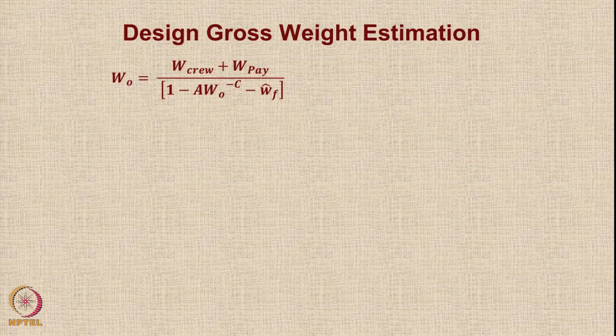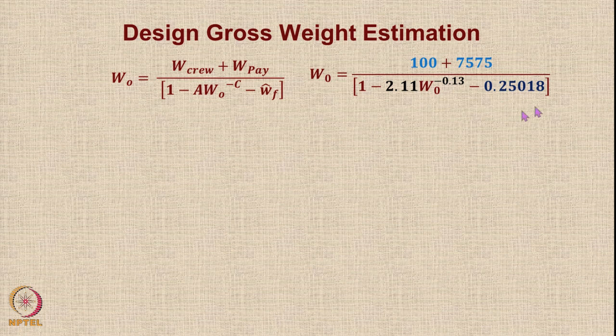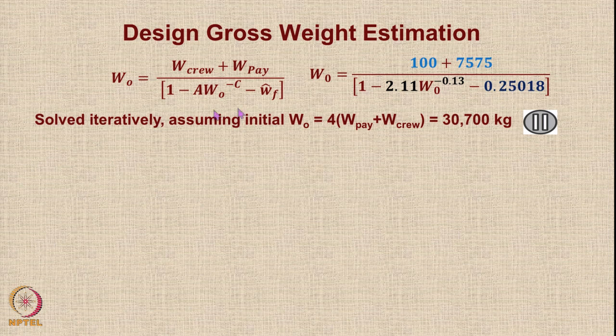Now, let us go to our basic master equation of design gross weight estimation, which is that W0 is equal to the crew weight plus payload, the fixed items, upon 1 minus A W0 power C, which is the empty weight fraction, minus the fuel weight fraction. Notice, because this expression has W0 on both LHS and RHS, it is going to be obtained in some iterative fashion. So, we plug in the values known to us. Crew is known to us as 100 kilograms, pilot plus G suit, etc. Payload is given as 7575, A is 2.11 and C is minus 0.13 for a fighter aircraft, and the fuel weight fraction we have just estimated. So, we solve it iteratively by assuming the LHS to be 4 times the numerator, that is 30700. This is just a hint.